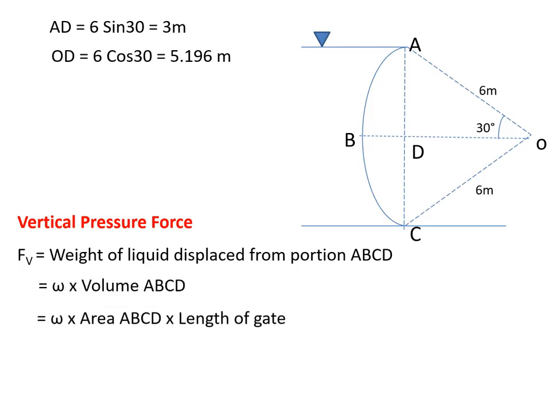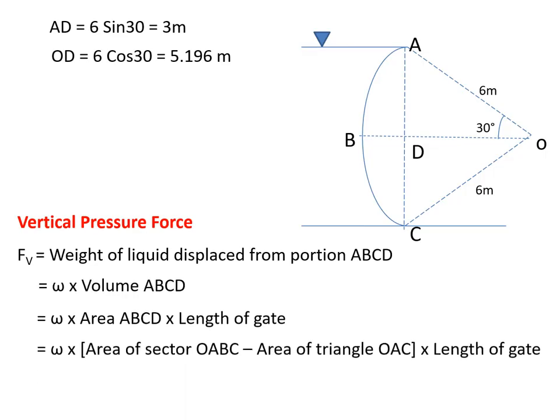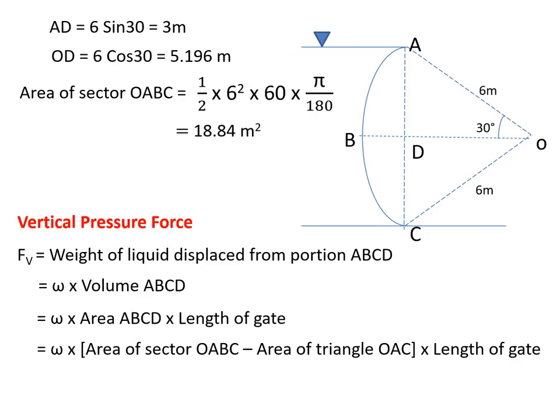But volume ABCD is area ABCD into length, and area ABCD is area of the sector OABC minus area of the triangle. So how to find area of a sector? Area of sector is nothing but half r square theta. Here theta is 30 plus 30, 60 degrees. So it is half into 6 square into 60 converted to radians. So it will give you 18.84. So area of the sector is 18.84.